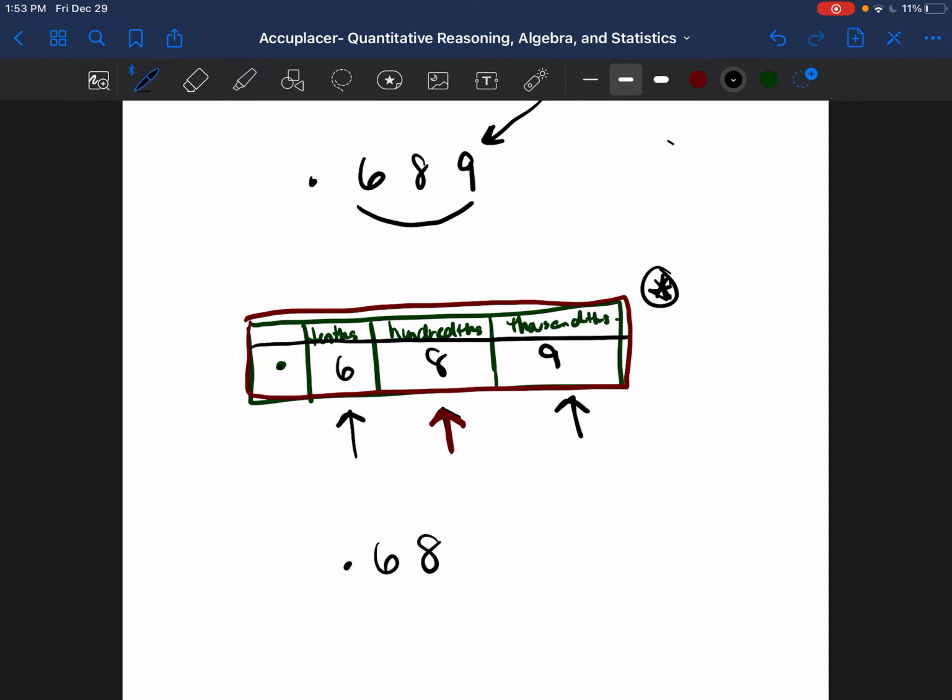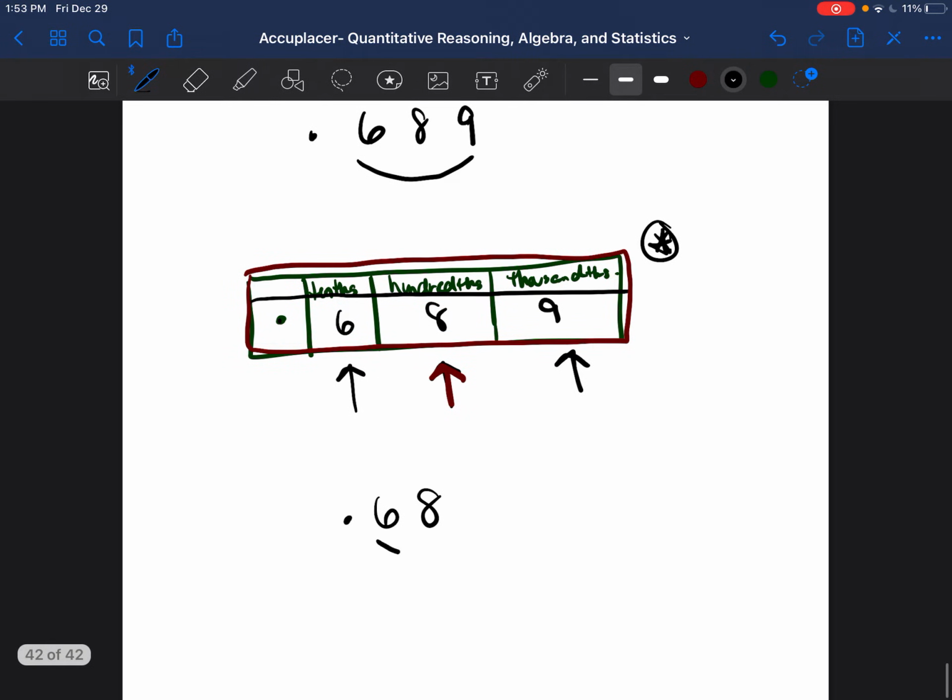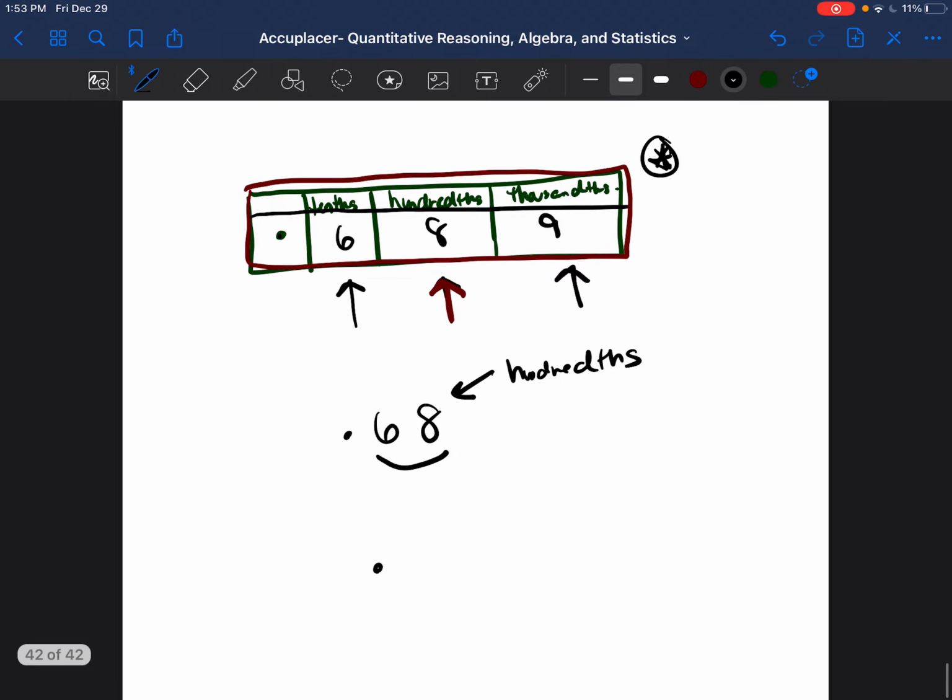How would we read 0.68? Well, we would just read this number, 68, and then this last digit is in which place? It's in the hundredths place. So it would be 68 hundredths. Okay, how would we read 0.6? Well, the last digit is in the tenths place. So we would read the number 6 and then add tenths, 6 tenths. It's very simple. If you can read it, then you're able to put it into a fraction.